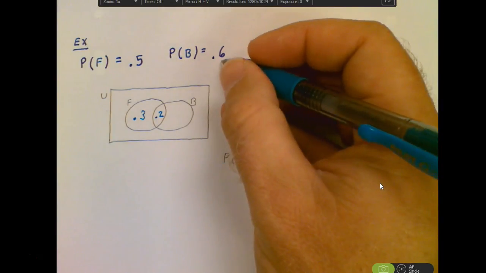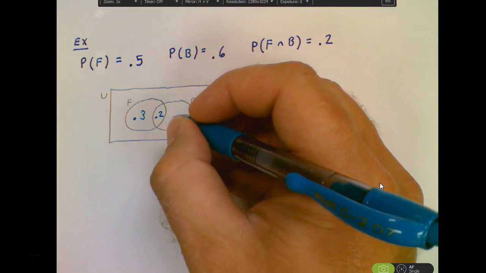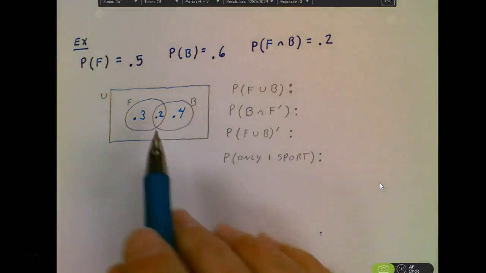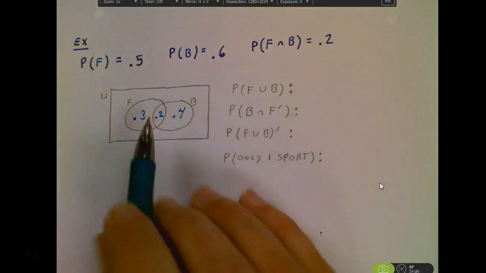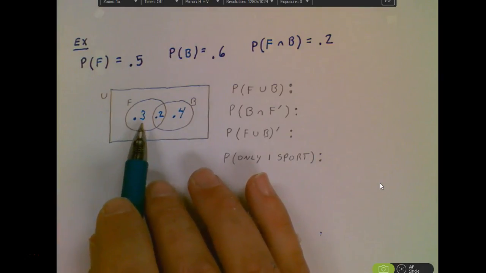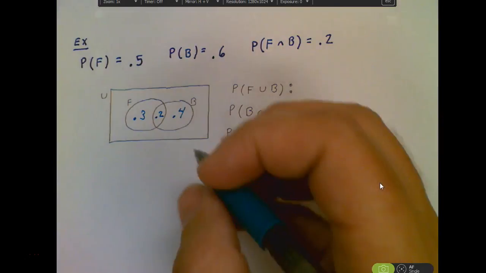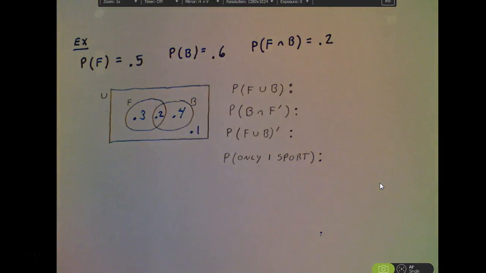For baseball, again, you got the 0.6. So if I subtract out the 0.2 that I've already accounted for, I have 0.4 remaining for who play baseball only and don't play both sports. If you add those up, you'll see those add up to 0.9 or 90% of the students, which must mean that the remaining 10% of students don't play either sport.